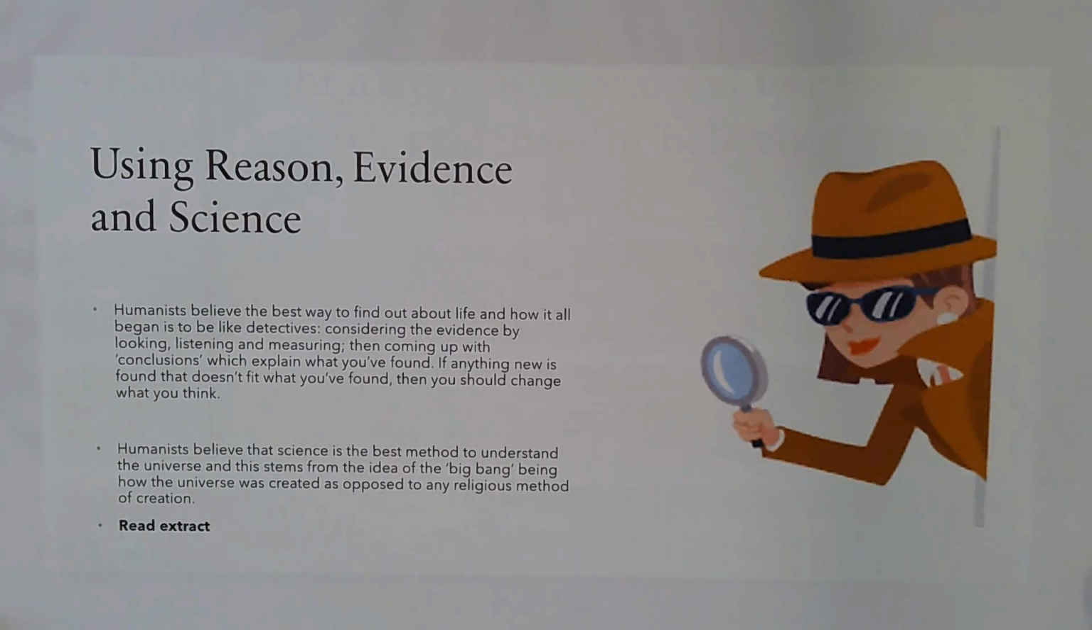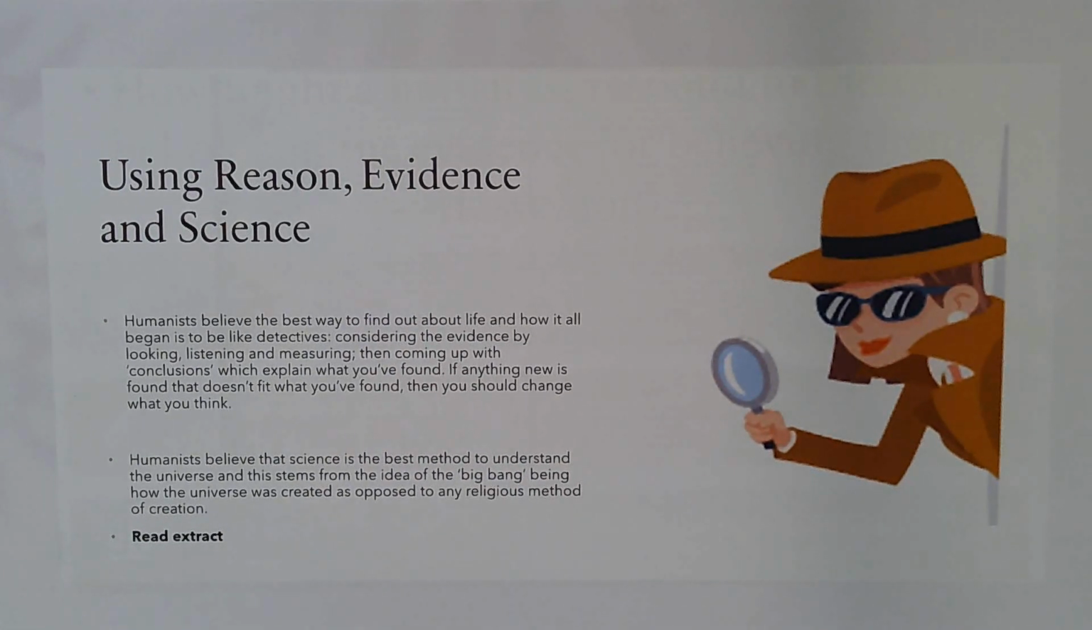So, using reason, evidence, and science. Humanists believe that the best way to find out about life and how it began is to be like detectives. So that's probably the most easy comparison to make. If you're using reason, evidence, and science, you're going to work like a detective to believe if something is true. They will consider the evidence by looking, listening, measuring, then coming up with a conclusion which explains what you found. If anything new is found that doesn't fit what you found, then you should change what you think.